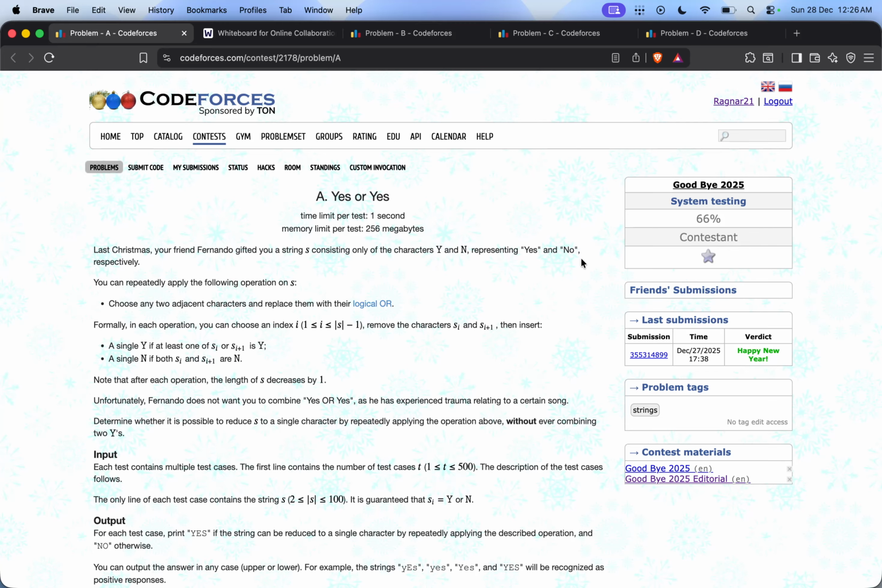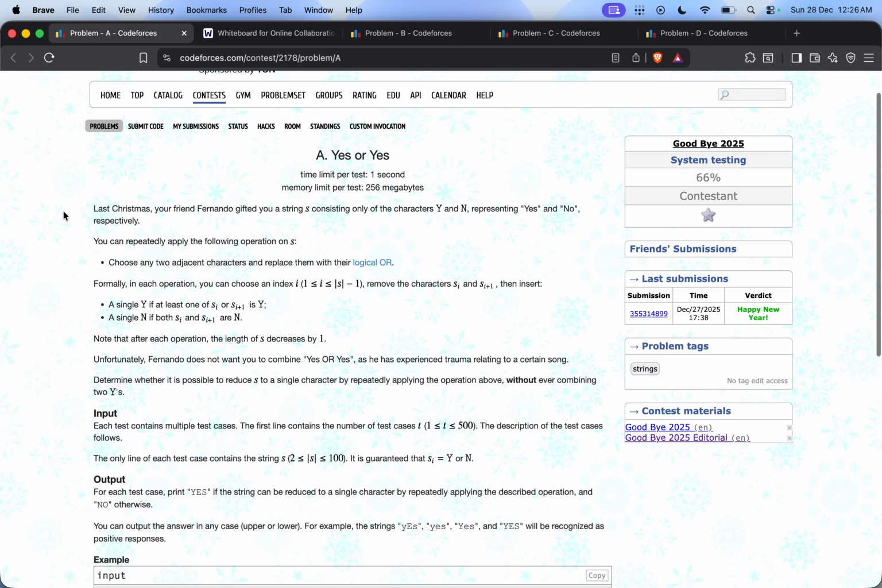Let's start the discussion. We will be discussing A, B, C, and D problems. So let's begin with the very first problem. The problem name is Yes or Yes. The problem states: last Christmas, your friend Faredo gifted you a string S consisting only of characters Y and N, represented by yes and no. That is why yes is represented by Y and no is represented by N.